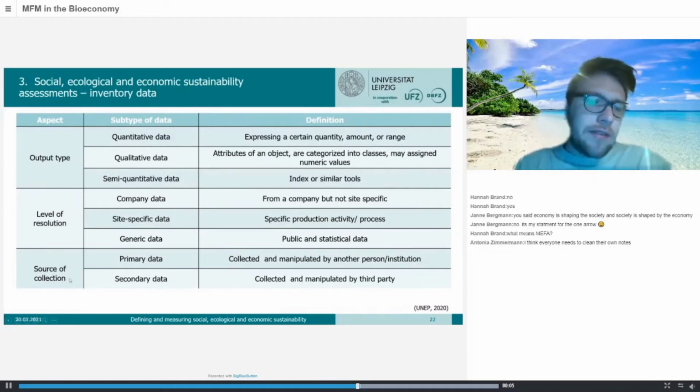We also have the source of collection. We have primary data. Primary data is collected and manipulated by ourselves, and we are getting it directly from an institution. And secondary data is something which gets collected and manipulated by a third party. So, for example, generic data is always secondary data.